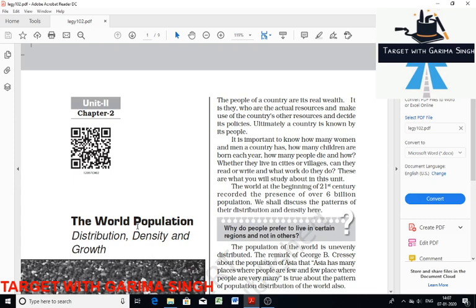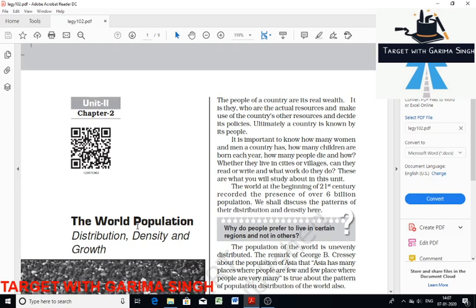So here we discuss the pattern of population distribution. Basically, you can say that the people of a country are its real wealth. Human resource is the best resource among all the resources because human is the one who utilizes other resources like land, labor and physical capital. So we will discuss the pattern of population distribution.